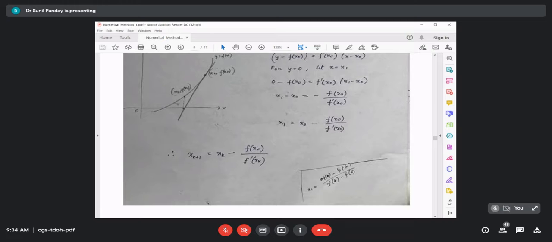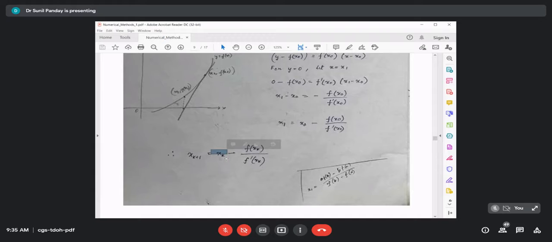So in this method, the problem is that if this f dash of xk is 0, like you have selected some x naught such that f dash of x naught is 0 or near to 0. If it is near to 0, it means your tangent is parallel to the x-axis. You have taken one initial guess x naught.